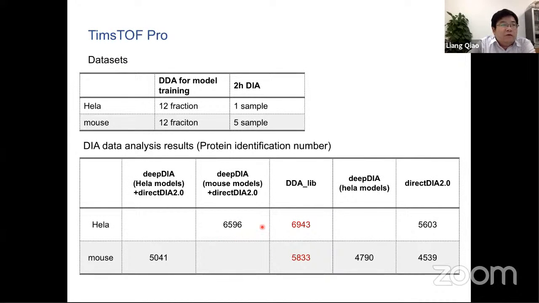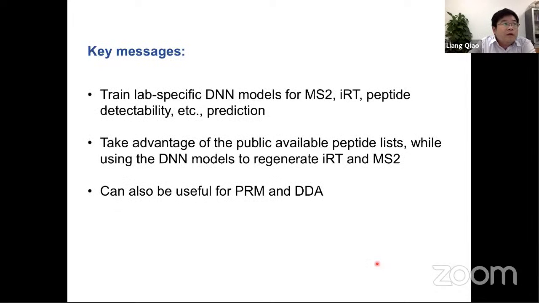For timsTOF, we also made some tests, but at this moment, the performance by prediction is not as good as the DDA based. I think maybe we don't have very good prediction on the mobility and also MS2 for timsTOF. So at the end of the slides, there are some key messages. We suggest using some lab-specific models for the prediction.